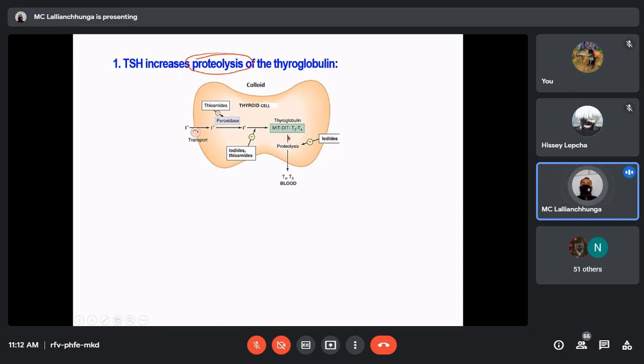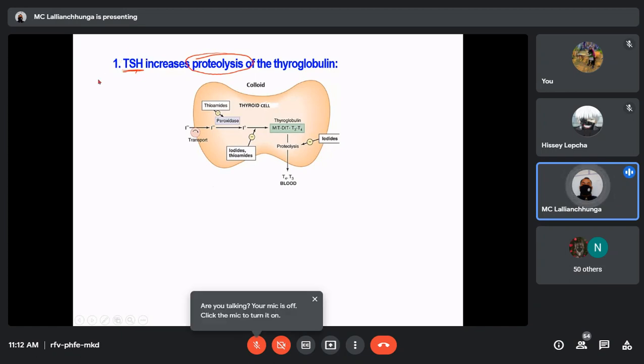Here you see that TSH, thyroid stimulating hormone, after binding to its receptors on the thyroid cell, will lead to proteolysis of this thyroglobulin, so that T3 and T4 will be separated from the thyroglobulin molecule and can be secreted into the bloodstream. So T3 and T4 can now reach the bloodstream. This is one important function of the TSH.